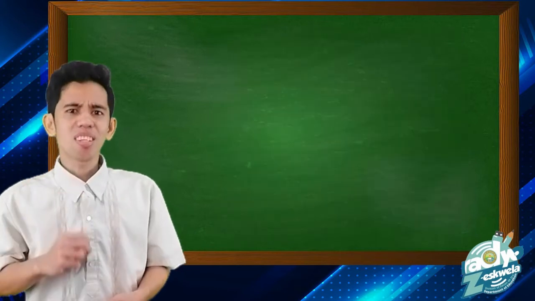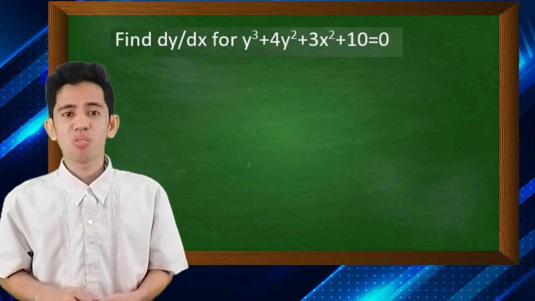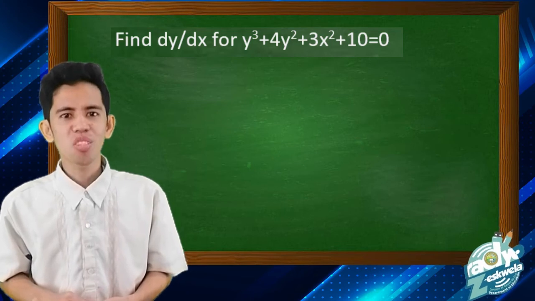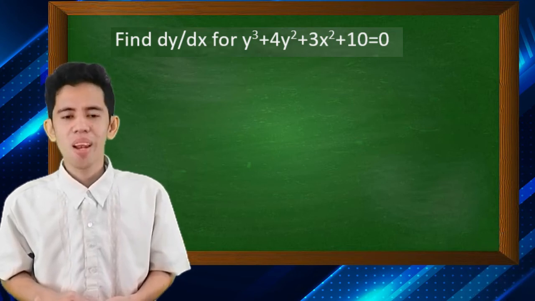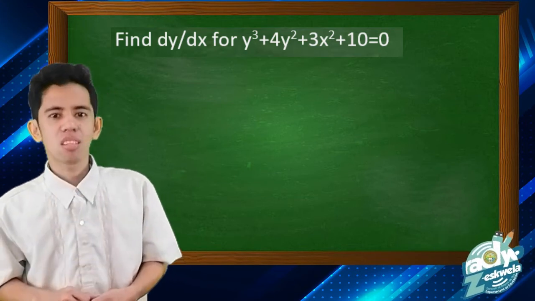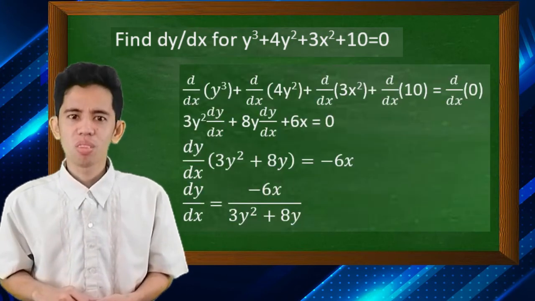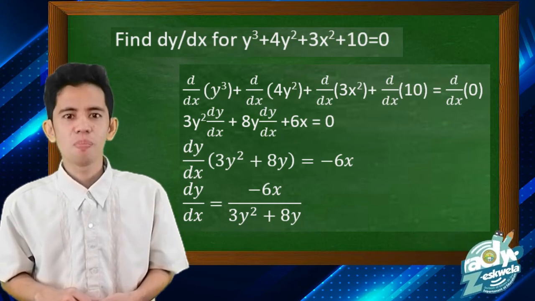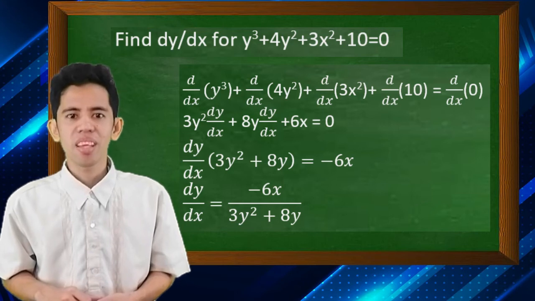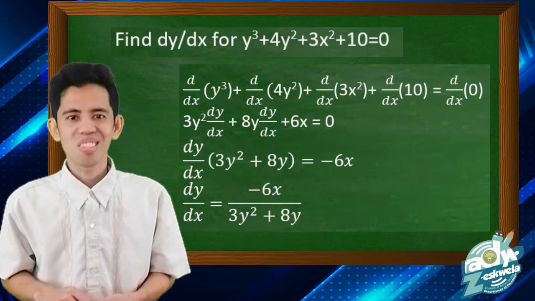Very good. For second example, in implicit differentiation, find dy over dx for y cubed plus 4y squared plus 3x squared plus 10 is equal to 0. Differentiating both sides of the equation, d over dx times y cubed plus 4y squared plus 3x squared plus 10 is equal to d over dx of 0.